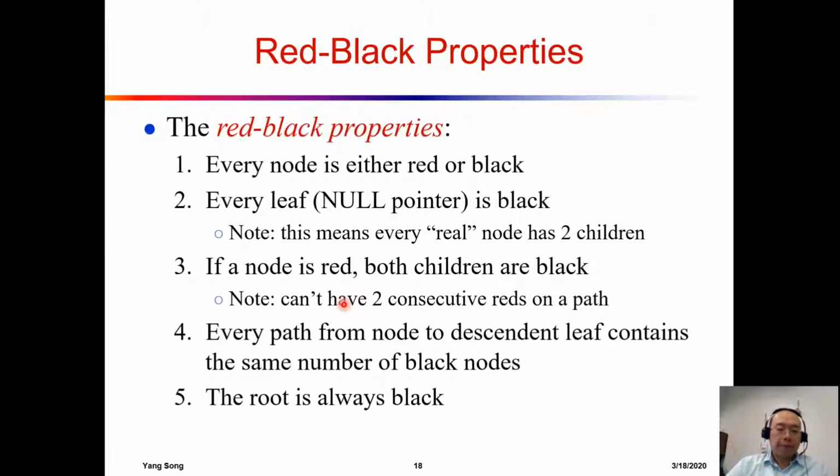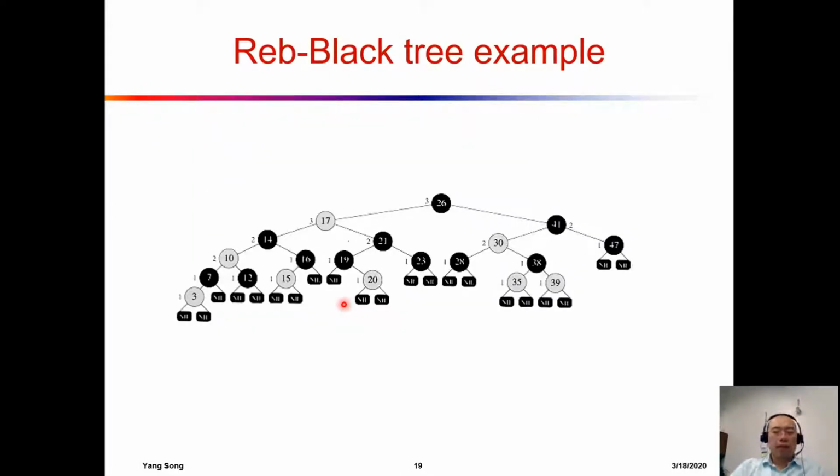Okay. The next part: if a node is red, both children have to be black. Let's see the example again. Let's try to find a red node. For example, 17 here. Since that is a red node, it guarantees that both of the direct children, which are 14 and 21, are black. For example, 35 is a red node, and both of the children are black.